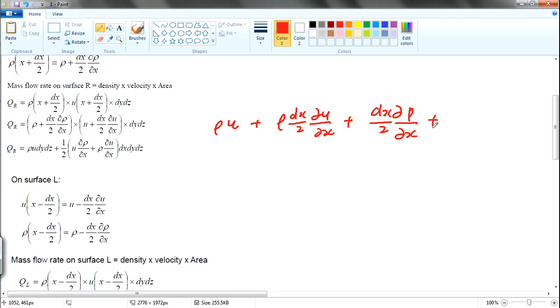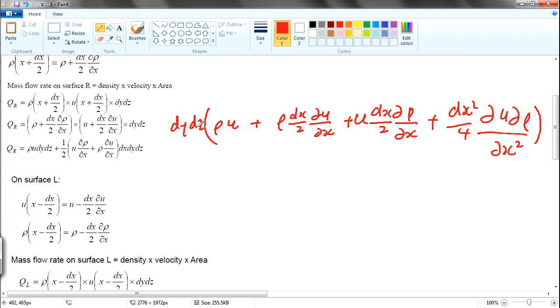And then plus, we have this thing multiplied by u, so we have u over here, and this is a little heavy. So dx squared over 4 partial u partial rho and then partial x squared. It's pretty tough stuff. And then this whole thing multiplied by dy dz. The purpose of me doing this is trying to derive this myself, so that maybe in a test in the future, I'll do better.